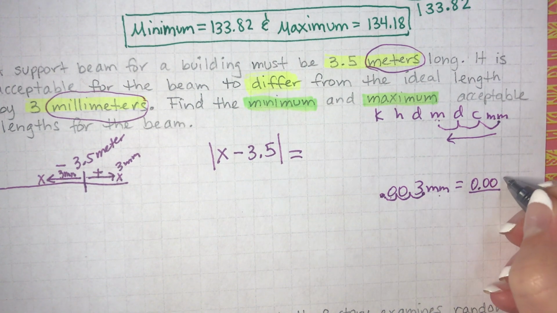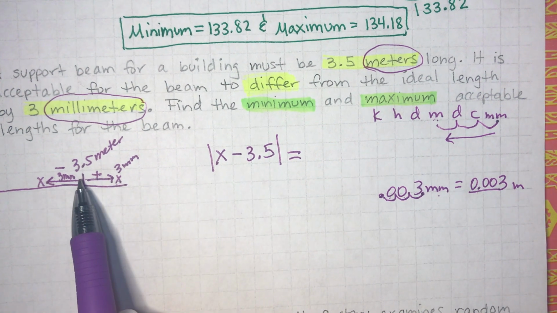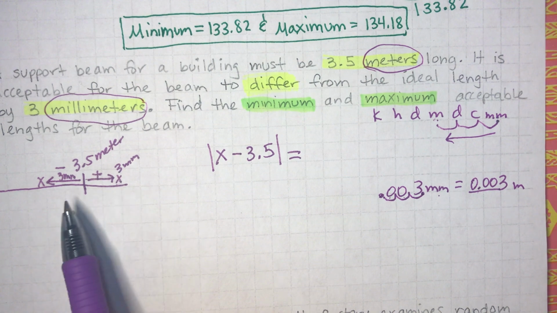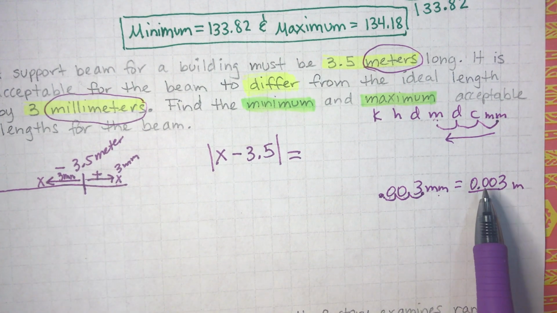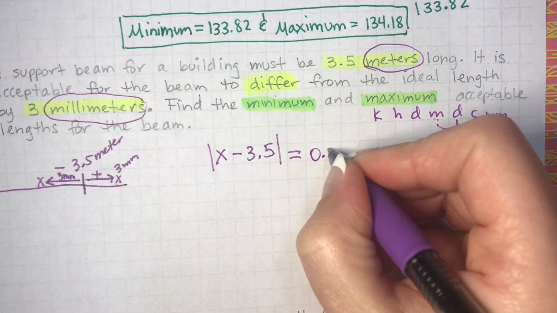0.003 meters. And that is what it's going to equal. It's 3 millimeters this way, 3 millimeters that way, which is the same thing as 0.003 meters. So that's what it's going to equal.